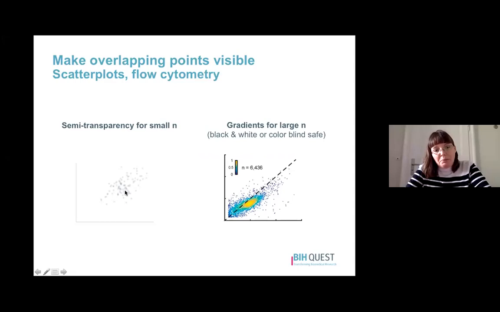If you have scatter plots with small sample sizes, then just making your points semi-transparent is often enough for readers to get a sense of how many data points are in particular regions and which regions have the highest data density. If you have a very large number of points that are overlapping, then this semi-transparency won't be enough. Things will get saturated too quickly. And so you may need to use gradients. And you can do these either in black and white by using grid lines, or you can use a colorblind safe color palette and do a color gradient as shown here.